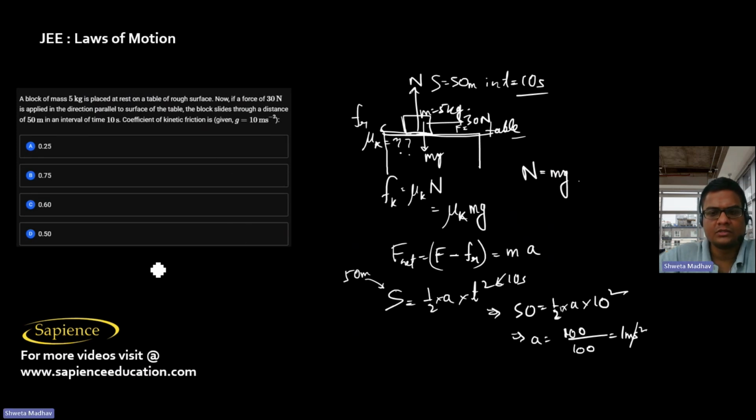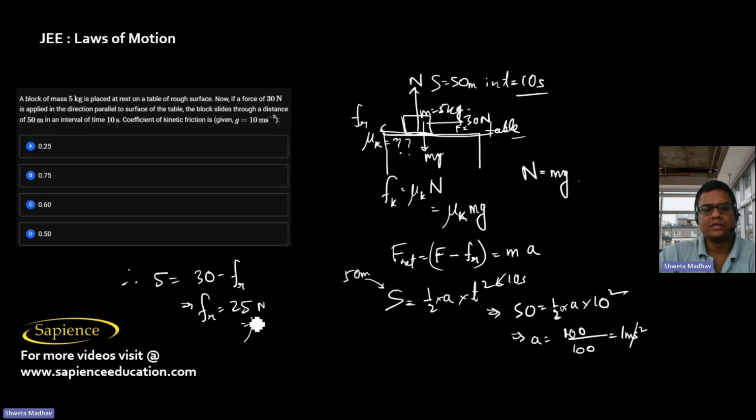Acceleration is 1 meter per second square. So therefore the net force, that is 5 Newton, is equal to the applied force minus the friction, that is 30 minus the friction. So therefore the frictional force is 30 minus 5, that is 25 Newton, and that is equal to mu k times mg.